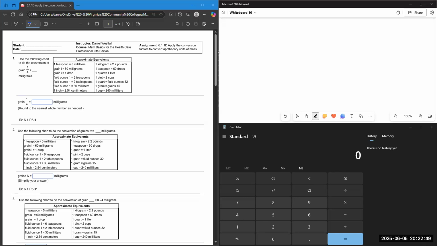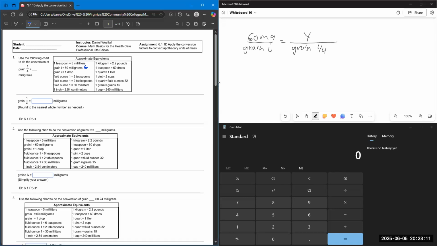So we have a quarter of a grain given to us. So grain 1/4, and then 1 grain, which is grain with a Roman numeral I, is the same thing as 60 milligrams. We're just going to be using this conversion factor right here. So this grain and this grain will cancel. A quarter of 60 is 15 milligrams.